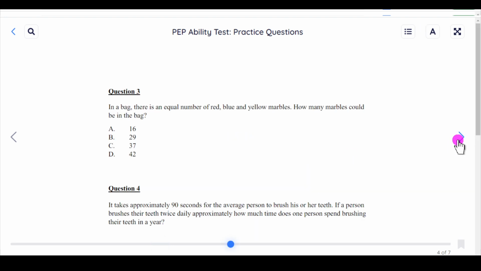Let's go with question 3. In a bag, there is an equal number of red, blue, and yellow marbles. How many marbles could this be? The answer here is 16, or 29, or 37, or 42.